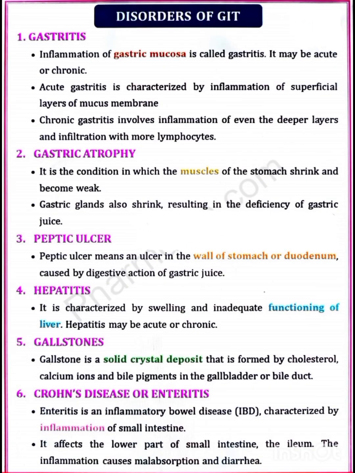Disorders of the GIT. There are 6 types of disorders. Gastritis, gastroenteropathy, peptic ulcer, hepatitis, gallstones, Crohn's disease or enteritis. First one, gastritis.